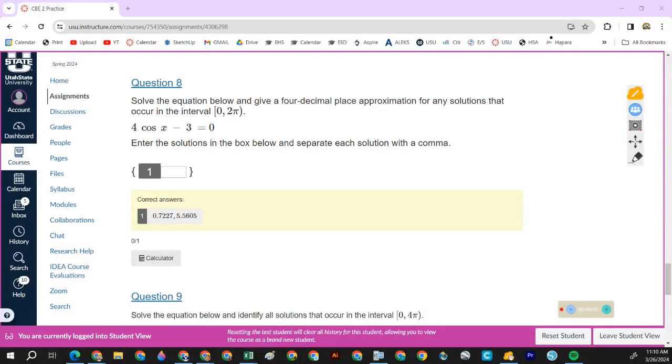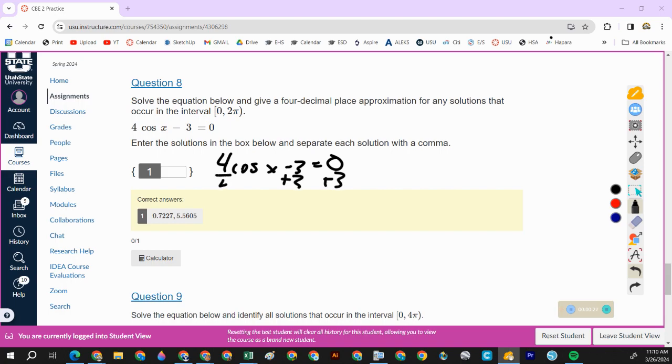So this is CBE 2, starting with question 8. And we have the equation 4 cosine of x minus 3 is equal to 0. We want to know what are the solutions to the equation in the interval 0 to 2 pi. So if we have 4 cosine of x minus 3 equals 0, then we can add 3 and divide by 4. So the cosine of x equals 3/4.